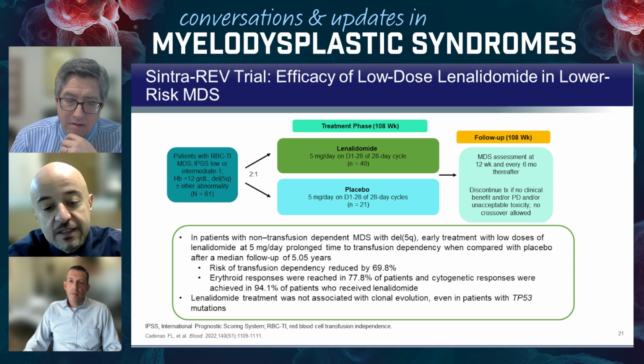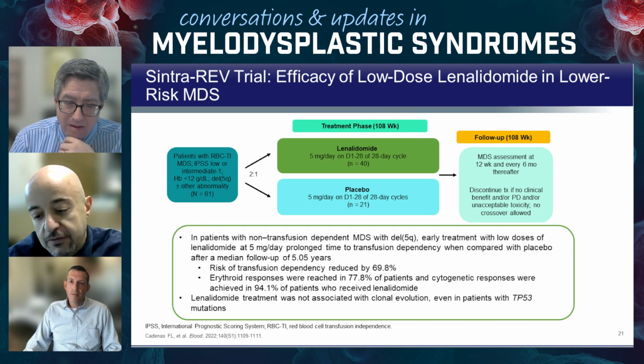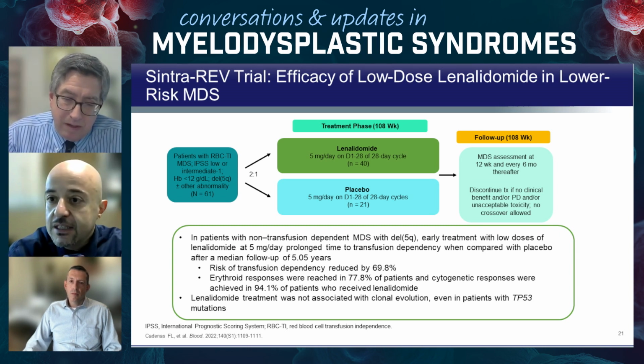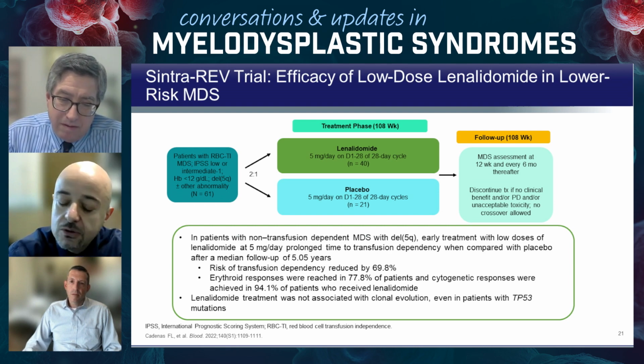And they looked at a different endpoint, which is transfusion-free survival or time to transfusion dependency. And in the treated arm, it was 6 to 7 years versus probably a year or so in the placebo arm. High cytogenetic responses. And in this past ASH, they presented some data that the molecular profile or the variant allele frequency of many of the mutations, even the P53, remained stable even with the earlier treatment.